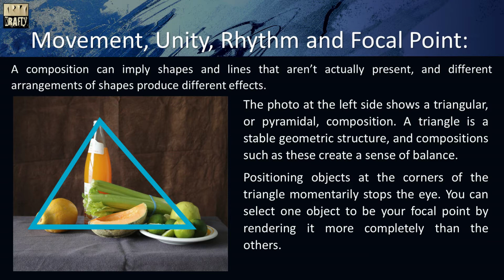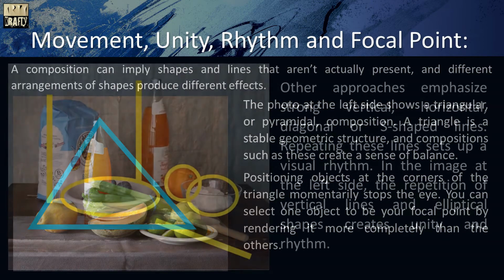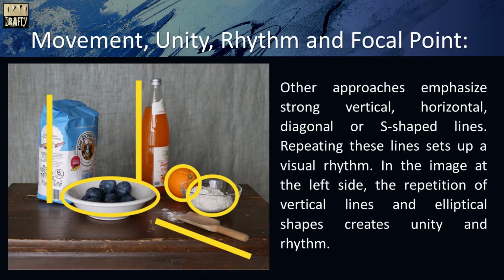Positioning objects at the corners of the triangle momentarily stops the eye. You can select one object to be your focal point by rendering it more completely than the others. Other approaches emphasize strong vertical, horizontal, diagonal, or S-shaped lines. Repeating these lines sets up a visual rhythm. In the image at the left side, the repetition of the vertical lines and elliptical shapes creates unity and rhythm.